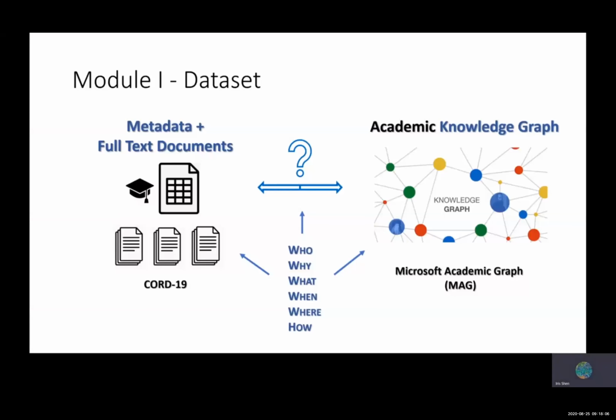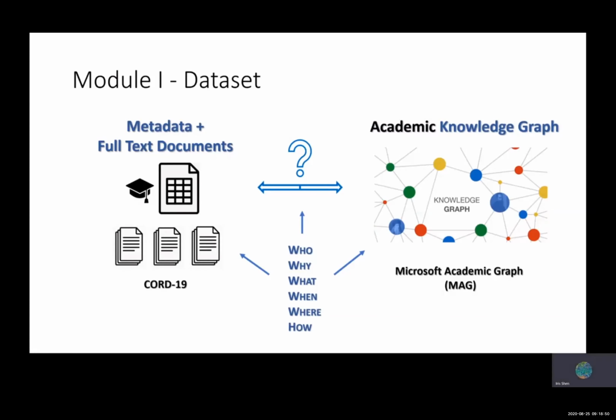This is the overview of this module. We will introduce two datasets. One is the CORD-19, which includes metadata and the full text documents. Another is a scientific knowledge graph, Microsoft Academic Graph, or MAG. Then we will talk about how to establish the linkage between these two datasets. We will answer the who, why, what, when, where, and how questions on both datasets, as well as the linking operations.